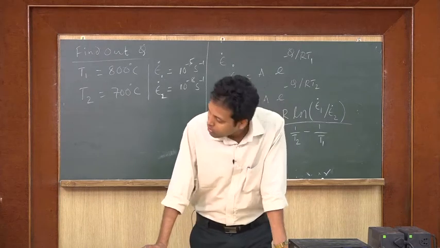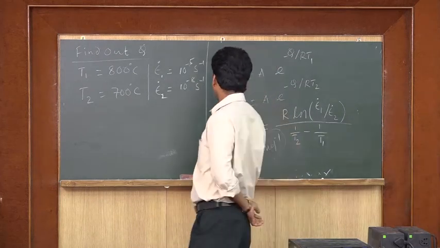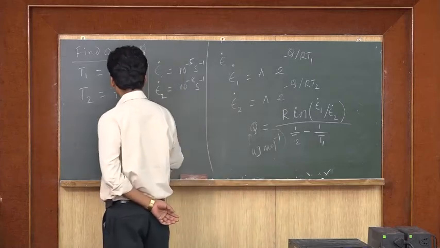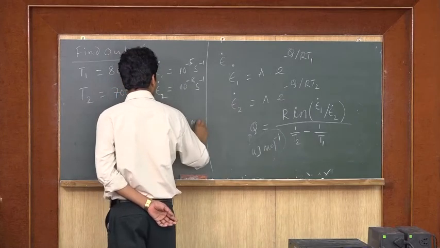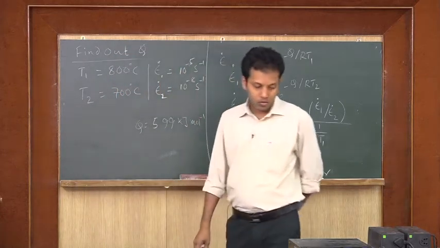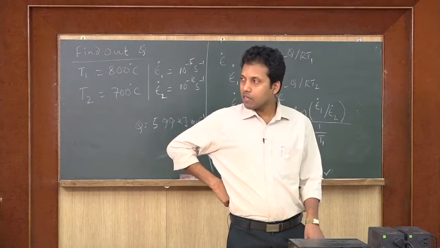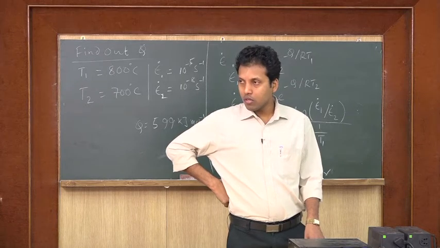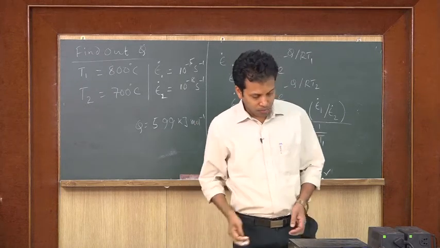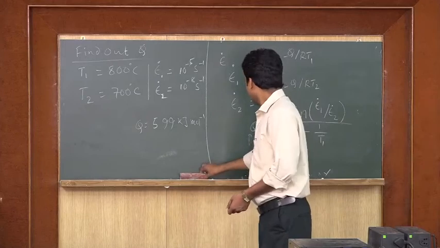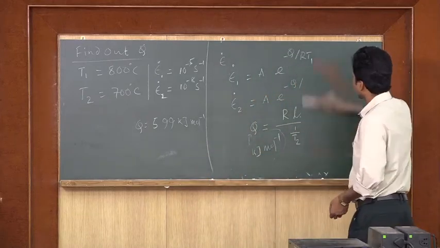599, na? So, Q equal to 599. You did it, all of you. Q equal to around 599 kilojoule per mole. Okay, so this is a simple problem. I am removing it off.